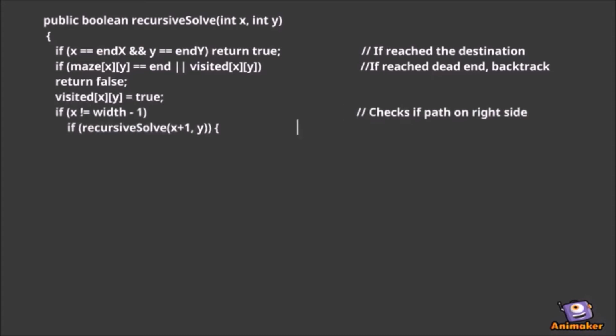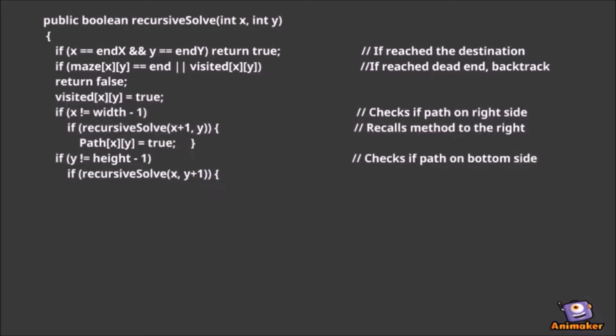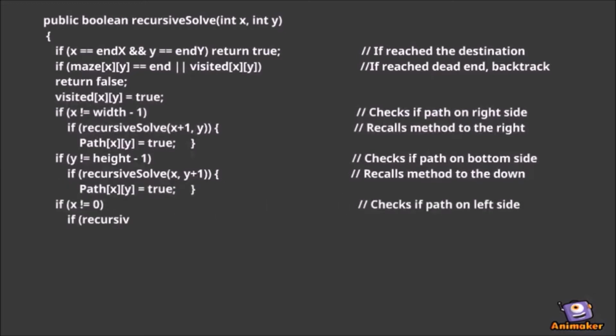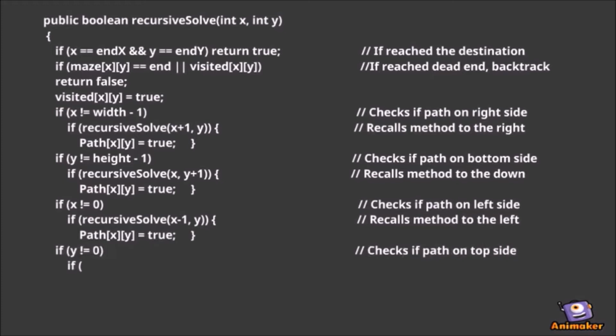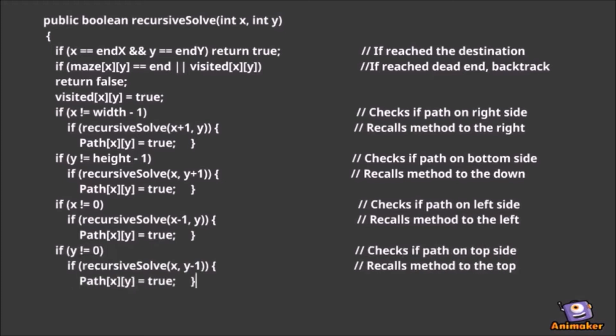Check if a path exists on the right side, and recall the method to the right. Check if a path exists on the bottom side, and recall the method to the down. Check if a path exists on the left side, and recall the method to the left. Check if a path exists on the top side, and recall the method to the top. Thus the function recursively works and finally prints the path array.